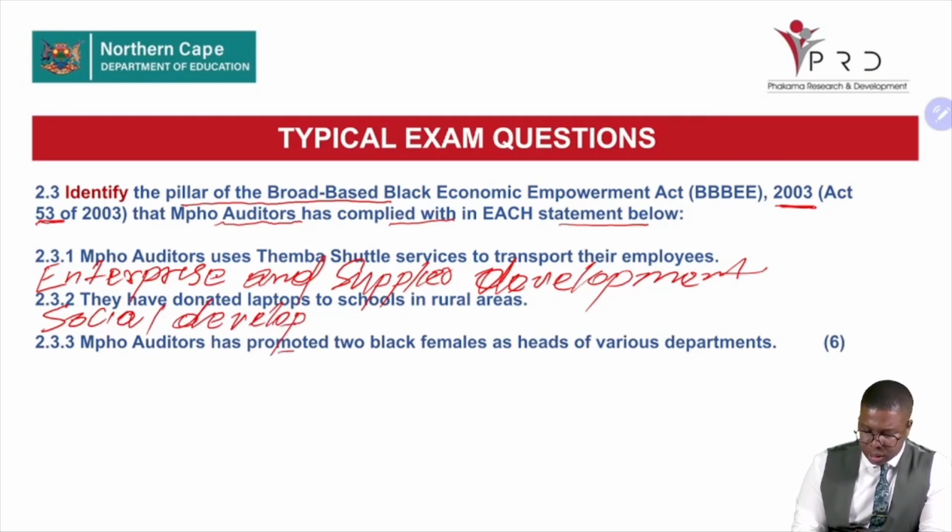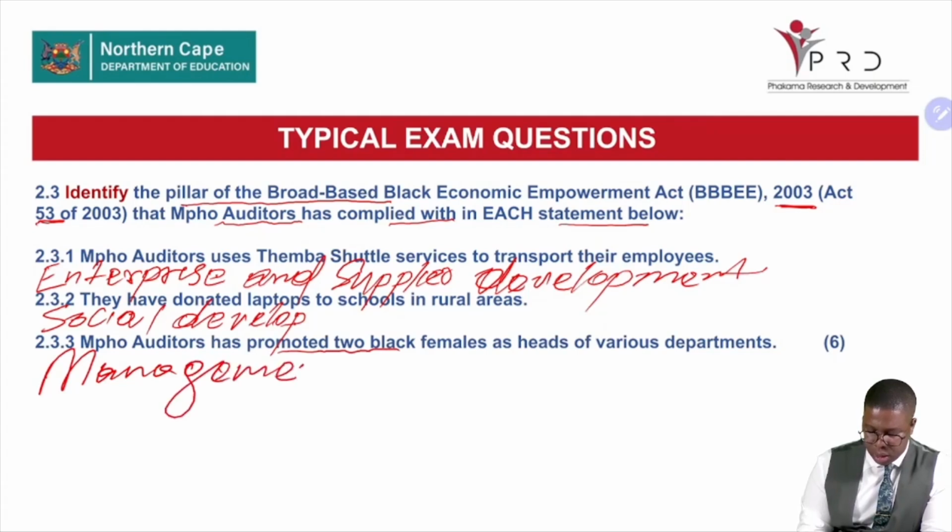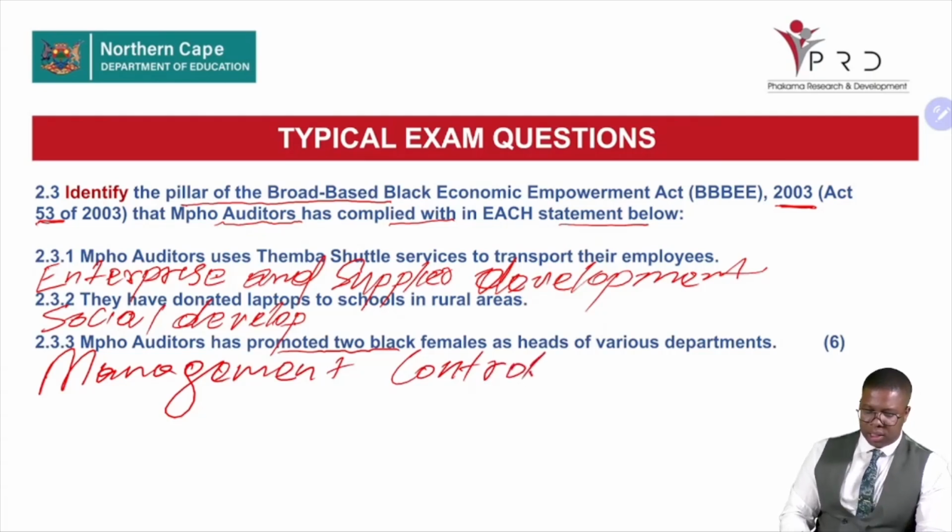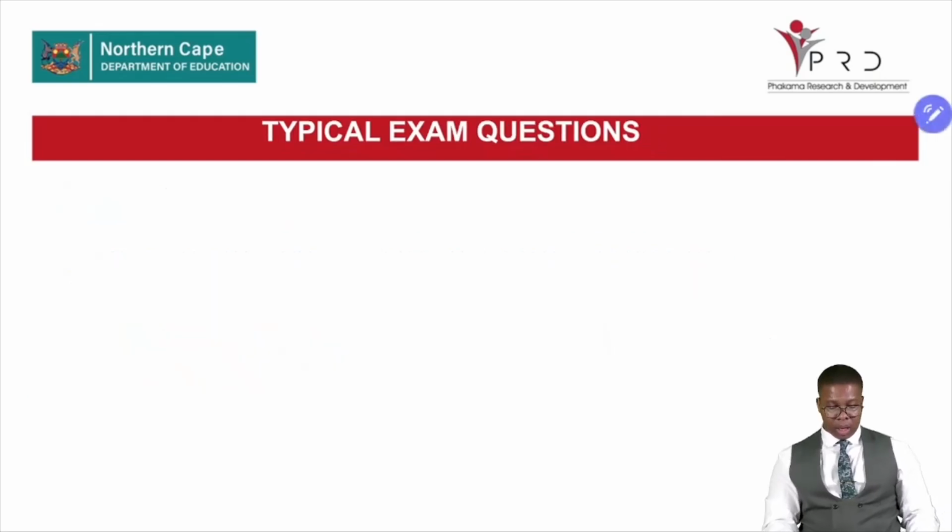Then MPO Auditors has promoted 2 Black females as heads of various departments. This is considered to be management control. Why are we saying management control? Because it talks toward making sure that those who were previously disadvantaged are given management positions.